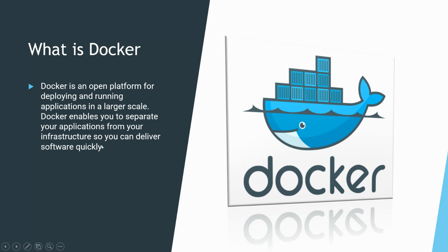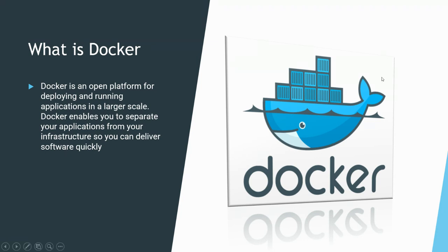Infrastructure means the physical infrastructure, that is the CPU, RAM, hard disk, and all other kinds of network devices. So it is bringing a kind of disengagement between the hardware and the application. So it is creating a kind of environment where the application is running in a very agile, very fast, very lightweight manner. Got it? So this is all about Docker.